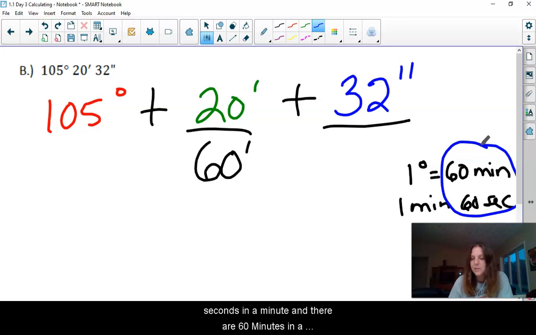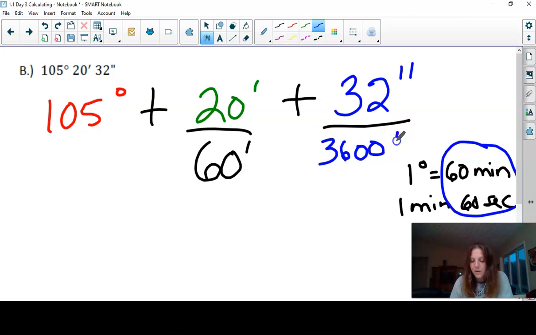So if there are 60 seconds in a minute and there are 60 minutes in a degree, then what you have to do is multiply these two numbers together. So 6 times 6 is 36. So there are 3,600 seconds in a degree. So let's go ahead and divide out. And remember, it says to round to the thousandths place. So we're rounding to 3 decimal places.